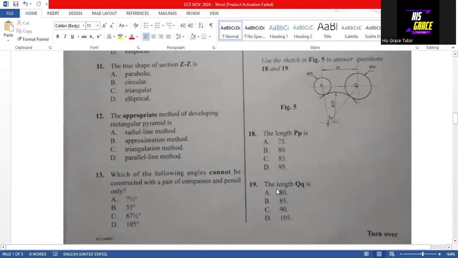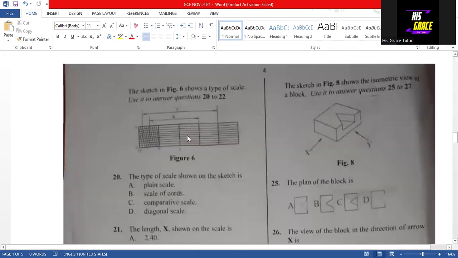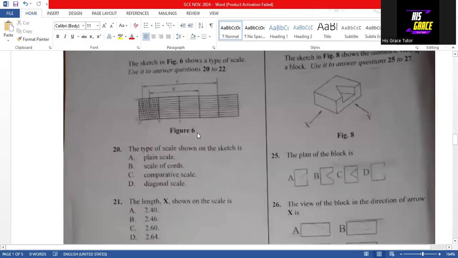Then question 19, the length Q is, that is QQ from here to here. So the radius of this circle is 25 plus 65. So that gives us 90. So 90 is here. Option C is the answer to this question. Then question 20 to 22. We have to use this diagram to answer question 20 to 22. Then question 20 says that the type of scale shown on the sketch is a diagonal scale.